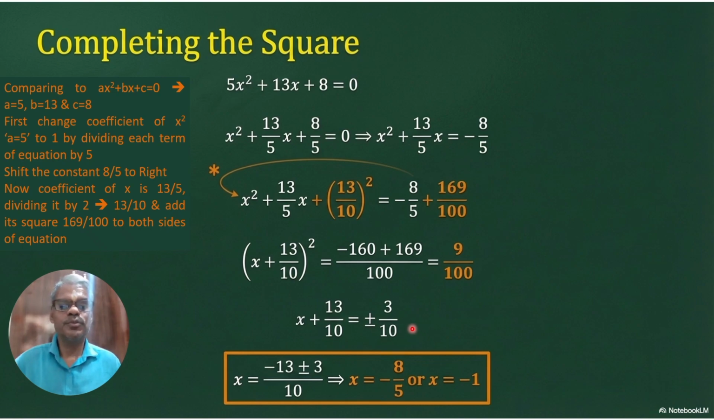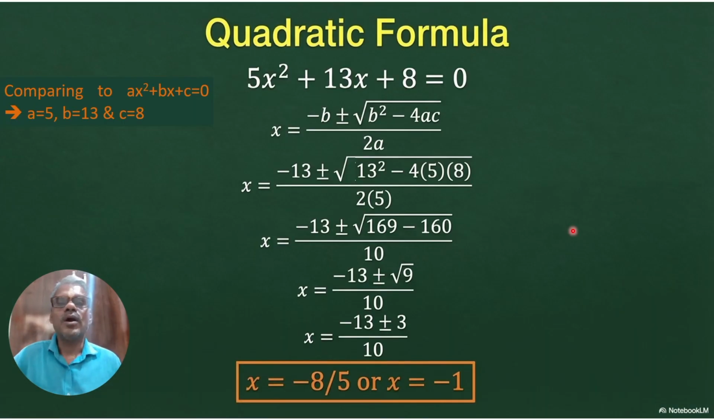Now if we use plus path, we get x = -1, and if we use minus path, we get x = -8/5. For our third and final act, quadratic formula.